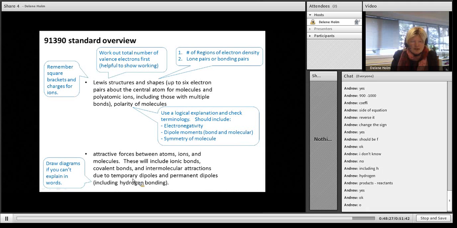Also remember what affects the size of the temporary dipole and what affects the size of the permanent dipole. For permanent dipoles, it's only the size of the dipole. So the bigger the molecular dipole, the stronger the permanent dipole force of attraction. What affects the temporary dipole force of attraction? There are 3 things that affect it.